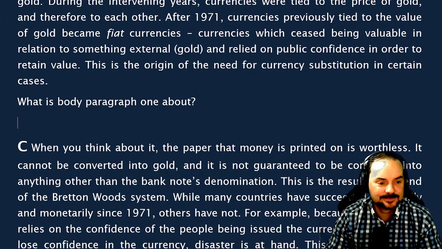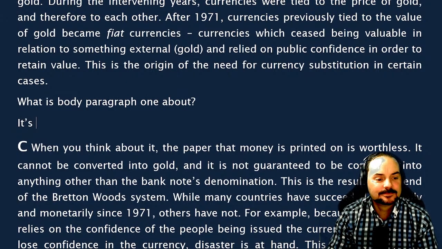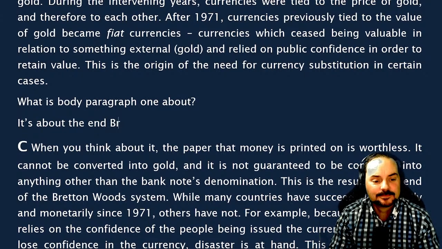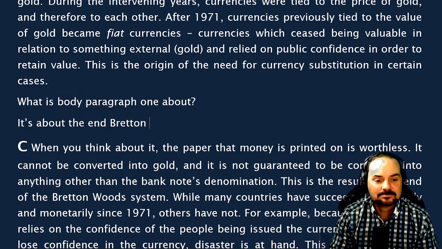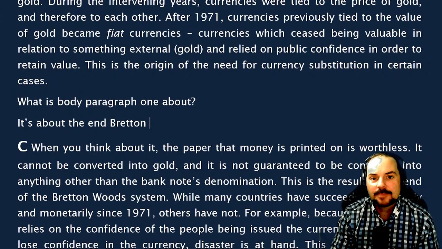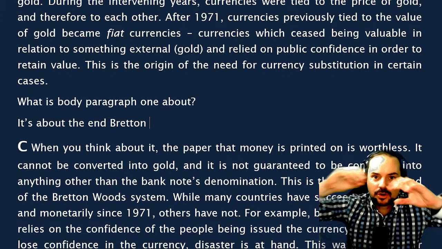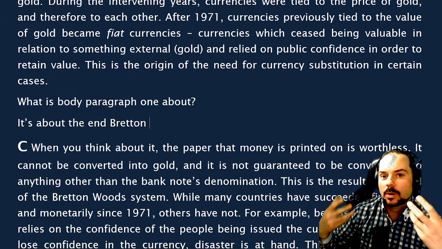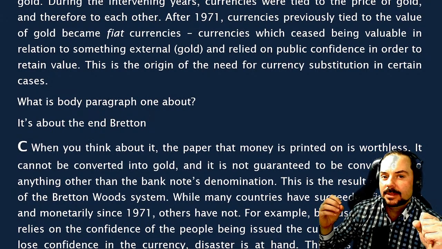Yes, I think it's about the end of the Bretton Woods, something about the end of World War II, and something about changing the currency system. Okay, good. So you're starting to kind of circle around it, which is really good. The end of the Bretton Woods system. So what was the Bretton Woods system? Can you tell me that?